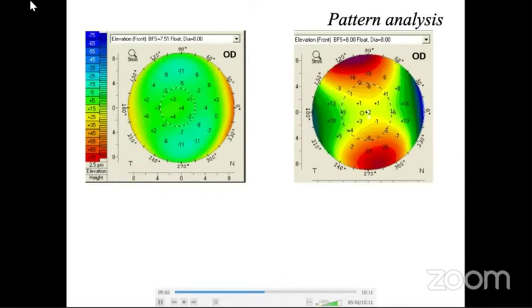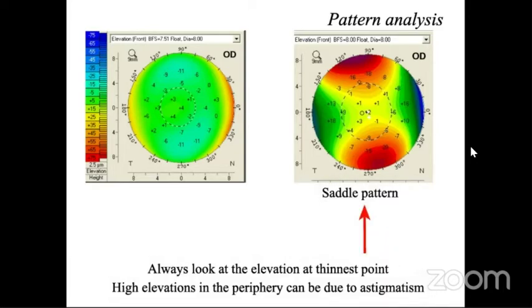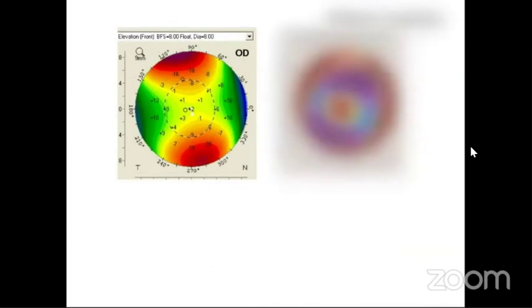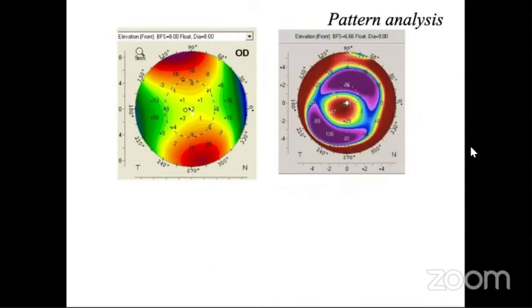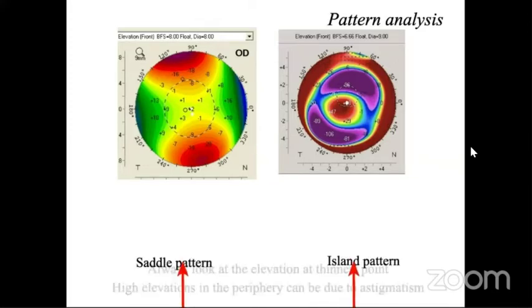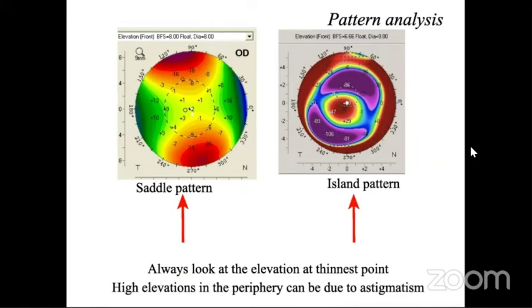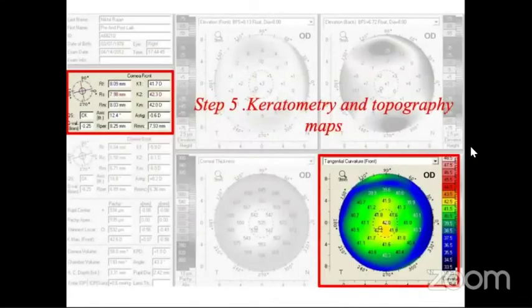their anterior elevation is 16 and 18 and 19. So is it abnormal? Not actually. All these cutoffs are basically at the central 4 to 5 millimeters. In the periphery, any high elevations like this is okay, and this is called a saddle pattern of an astigmatic cornea. So it's very important you differentiate between a saddle pattern, where your elevations are abnormal in the periphery, and the island pattern, where the elevations are abnormal in the center. So saddle and island pattern.